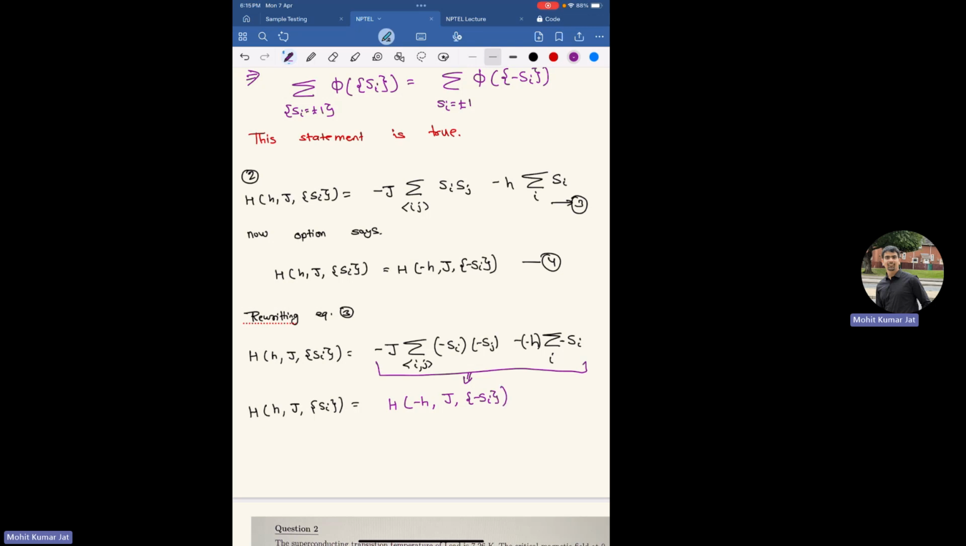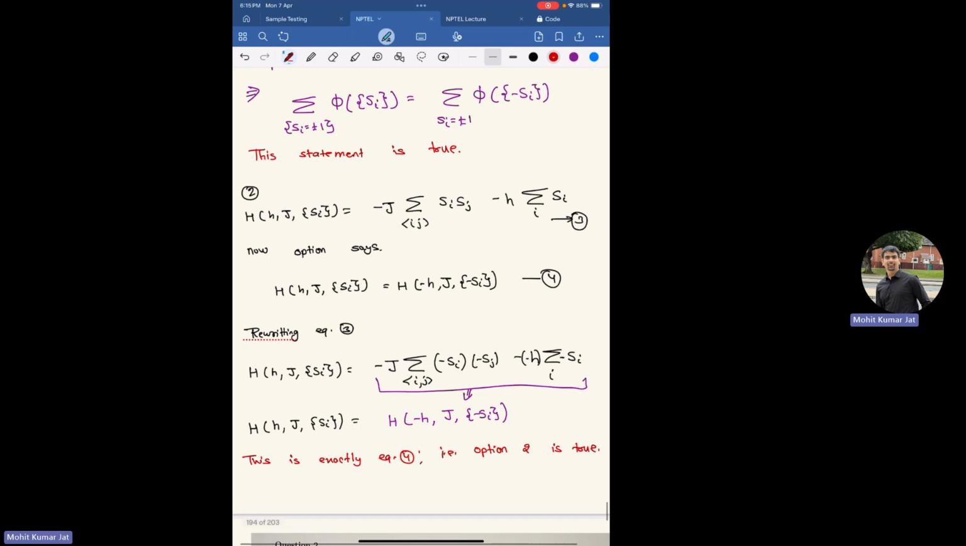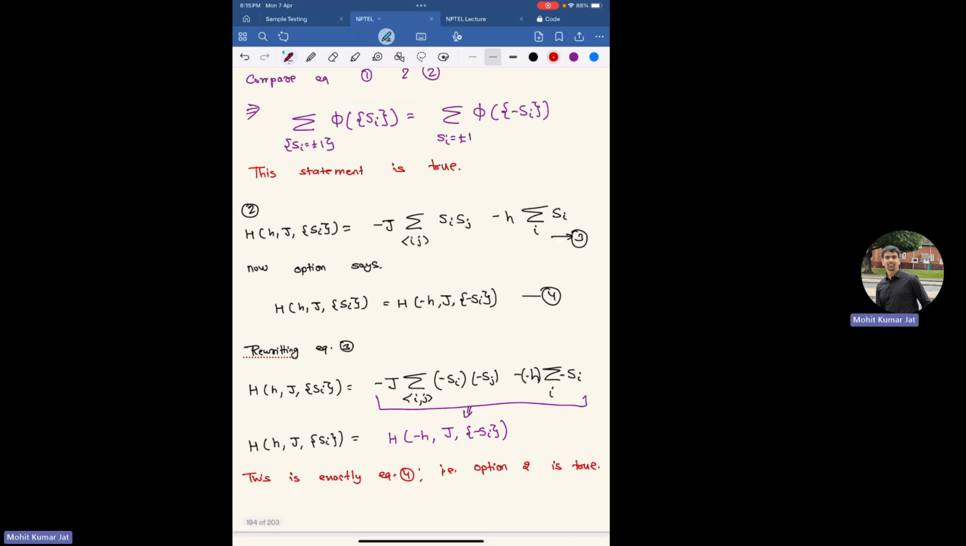And look, this is exactly equation number 4. That is, option 2 is true. So option number 2 is also true.